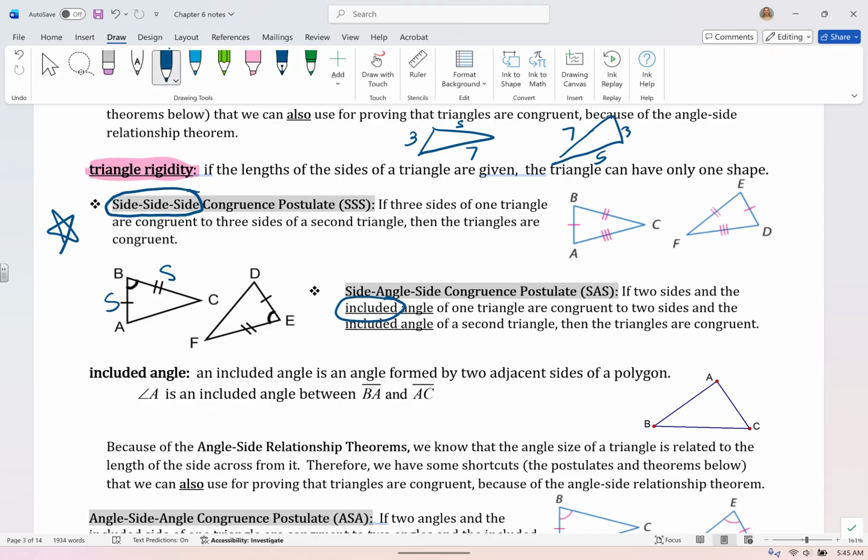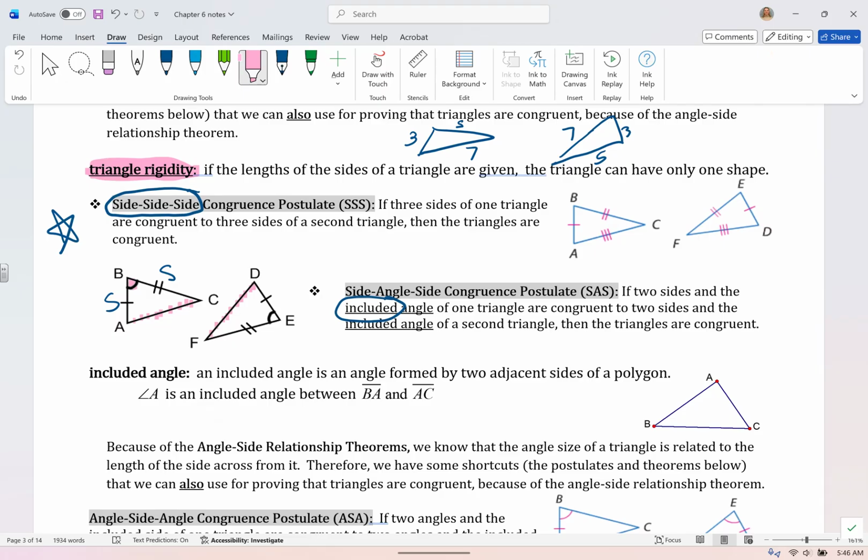But the truth is, if you've got two sides and the angle between them that match the other two sides and the angle in between them, then those two triangles will be congruent. Why? Because if you have an angle in between two sides that are congruent to the other two sides, then that angle impacts the length of the side across from it. And so technically, all three sides will be congruent to each other in both triangles, because that angle impacts the length of the side across from it.